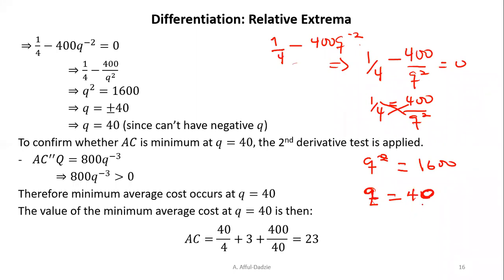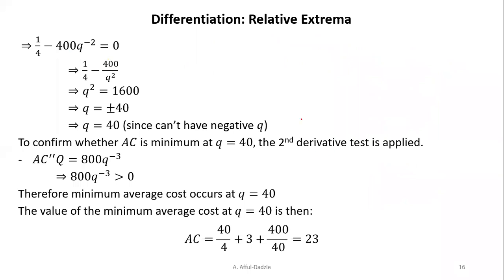So we are saying that at quantity 40, we would have the minimum average cost. However, we don't know if that is true. So we have to do the second derivative test. Okay, we have to do the second derivative test. So let's go and take the second derivative test. So here we have our function.